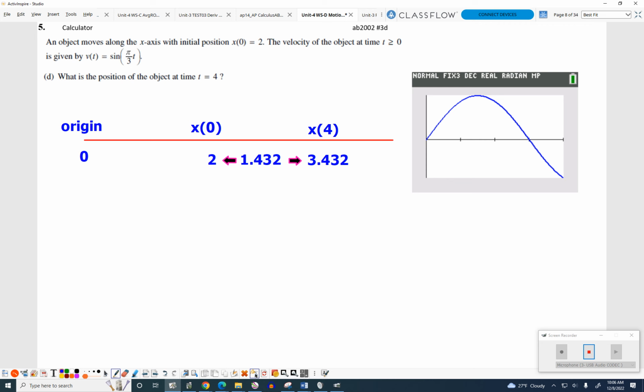So, the fundamental theorem says if I integrate velocity, I can calculate displacement. The times I seem to be interested in are time 0 and time 4. So let's integrate the velocity from time 0 to time 4. That's one way of calculating displacement. The fundamental theorem says there's another way you can calculate displacement.